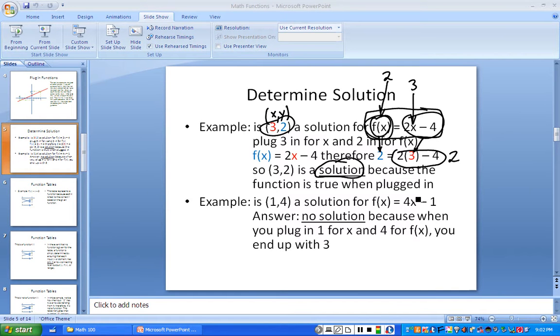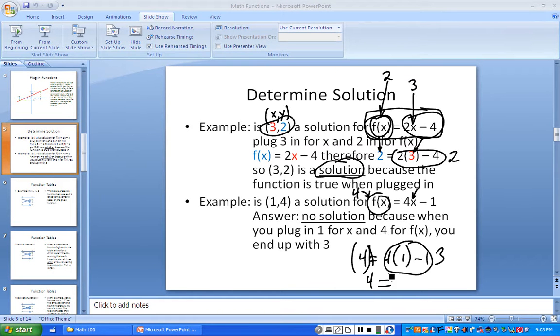Alright, we have our function again. So my 1 is my x, so my 1 will go here, and my 4 is my y, or my f of x, so my 4 will go there. Okay, so now what I'm saying is 4 equals 4 times 1 minus 1, right? Because I plugged in a 4 over here too. So there it is. Alright, well, 4 times 1 is 4. 4 minus 1 is 3. So over here, I get 3. On the left side, I have 4.